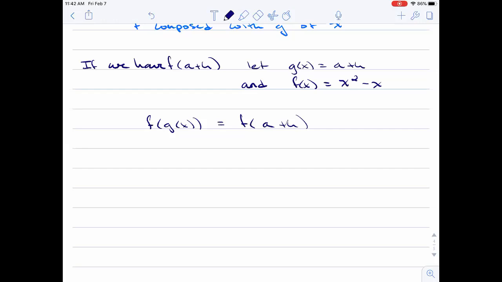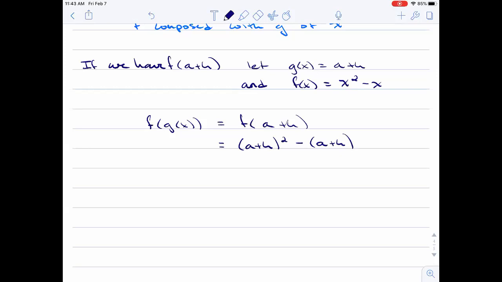Take it up a notch. f of a plus h then is going to be a plus h squared minus a plus h, because wherever I see an x in f, I'm going to plug in whatever's inside here, which is g of x in this case.